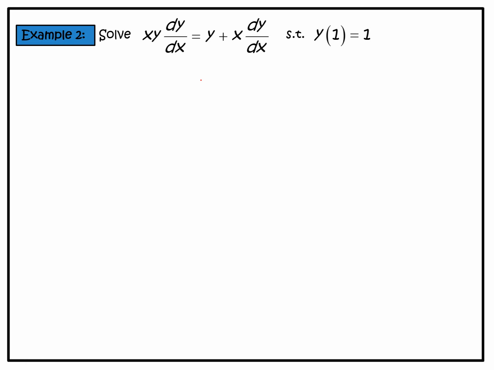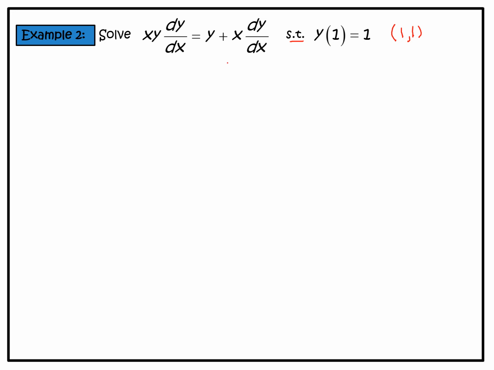So let's look at another example of a separable differential equation here. We want to solve xy times dy/dx equals y plus x times dy/dx, and this is subject to y(1) = 1. So that's saying that we want the solution curve that goes through the point (1, 1).